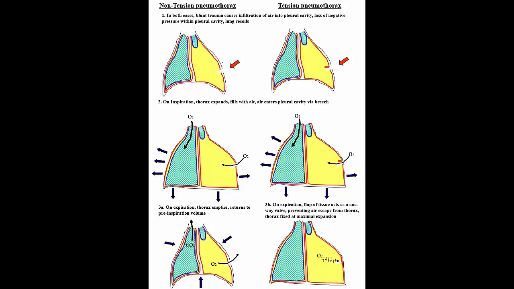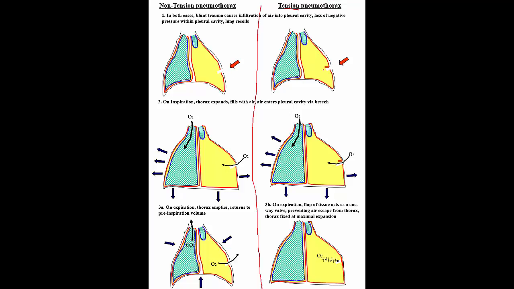So let's consider a few things here. Real briefly, I'm going to go over the differences between a tension and a non-tension pneumothorax. So if you go down, this is describing non-tension. On the left, down is a non-tension. On the right is a tension pneumothorax. And I'm just going to briefly talk about this, but let's talk about what this means.